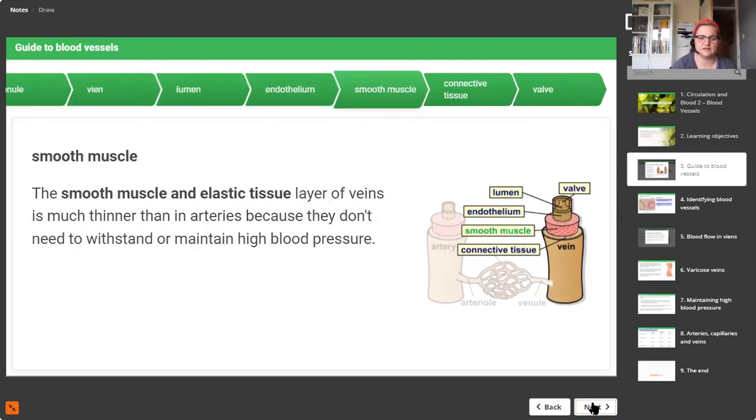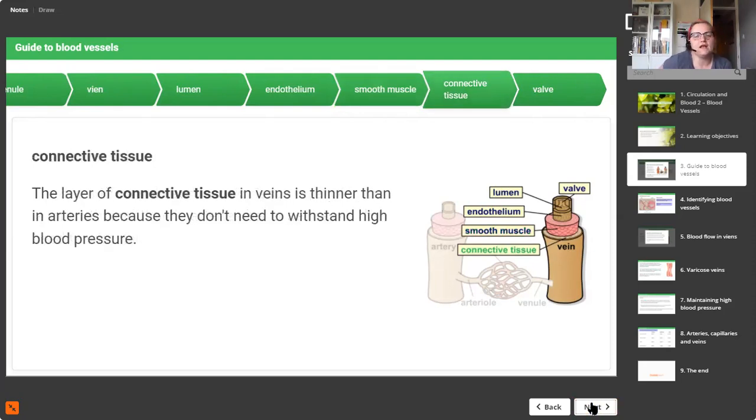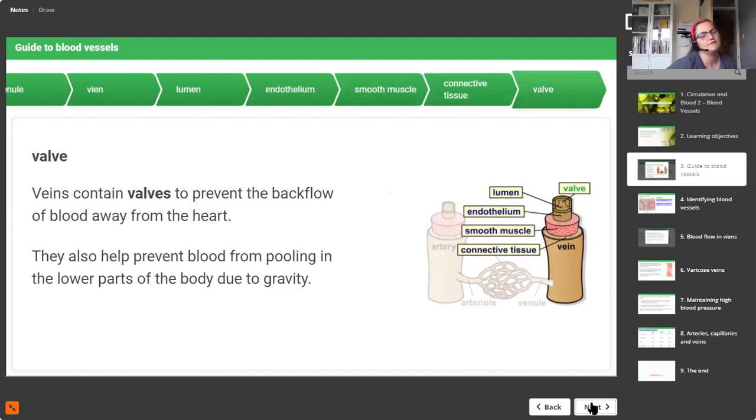The smooth muscle and elastic tissue layer of veins is actually a lot thinner, and that's because they don't need to withstand or maintain that high blood pressure that we find in arteries. So they're not going to get battered about by that high pressured blood as much, so they don't need as much elasticity and flexibility. And then finally, their connective tissue is thinner than in arteries because, again, they don't need to withstand that high blood pressure. And they have one extra thing that arteries don't have, and that is a valve.